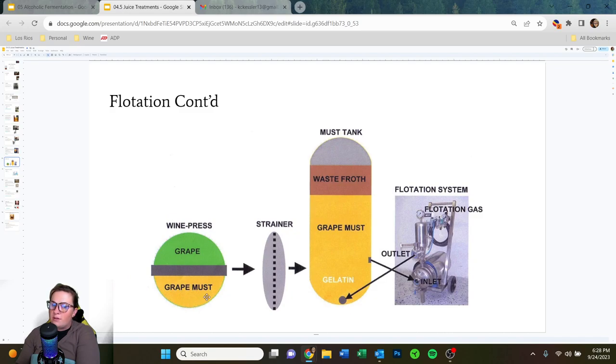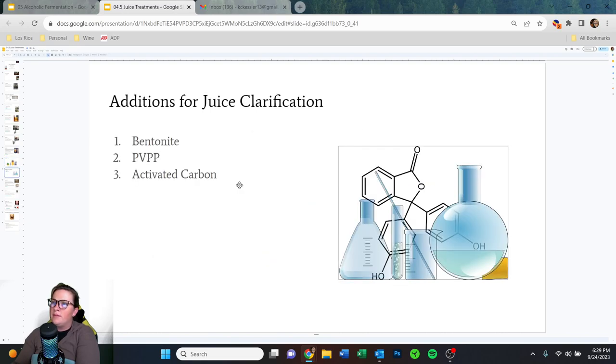So again, here's just another picture showing you how it works. So we press the grapes, the must gets put through a strainer and then into a tank. Then that tank's pumped full of nitrogen, and there's some gelatin here as well, I guess. All of the froth gets pushed to the top, and then all of the new juice that is about to be newly fermented wine gets pumped out into a new tank, and they can start the process. So that is flotation. Those are a couple of methods for clarifying juice.